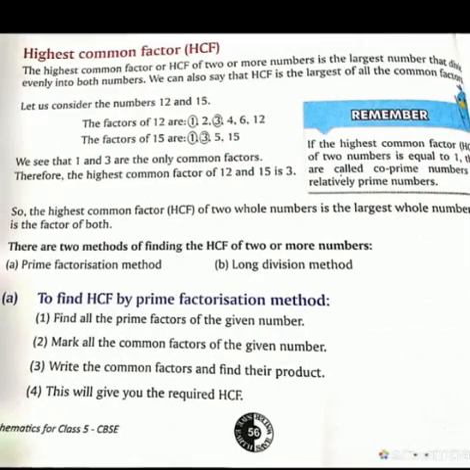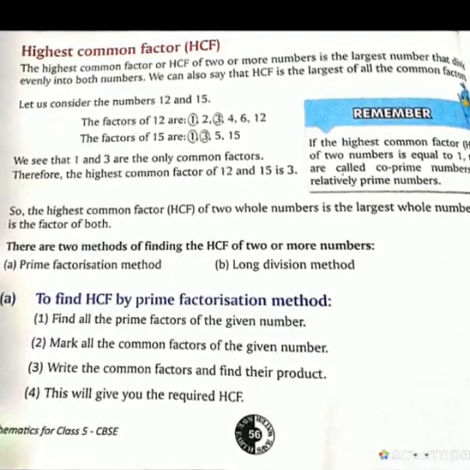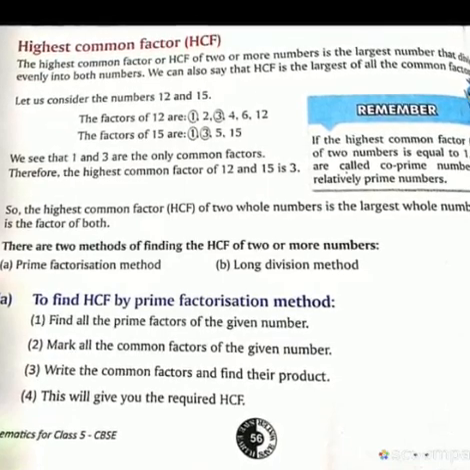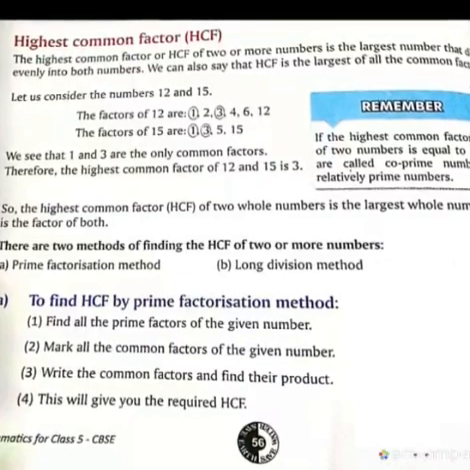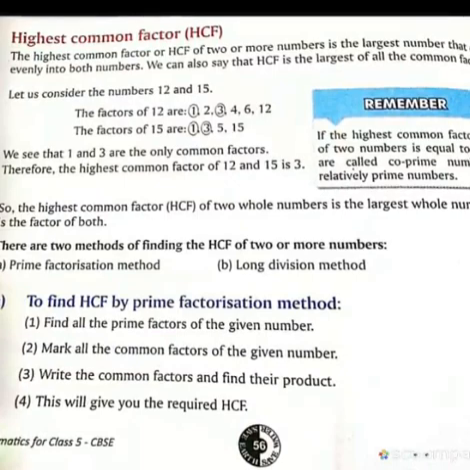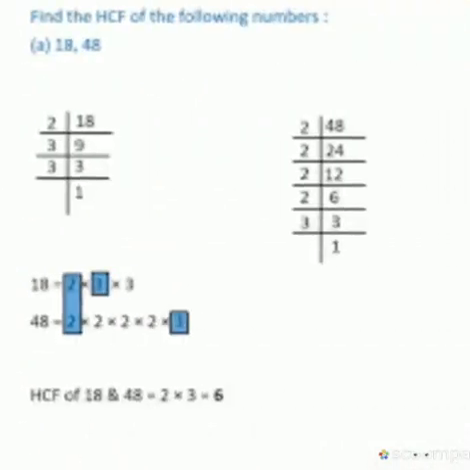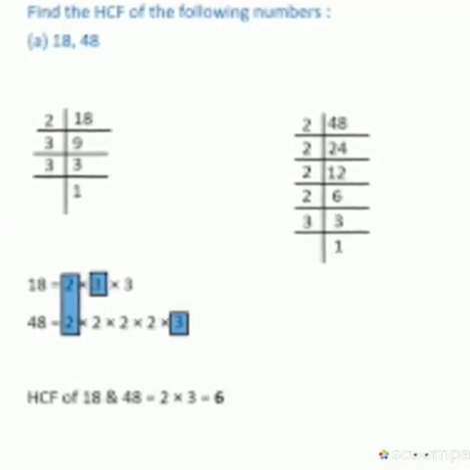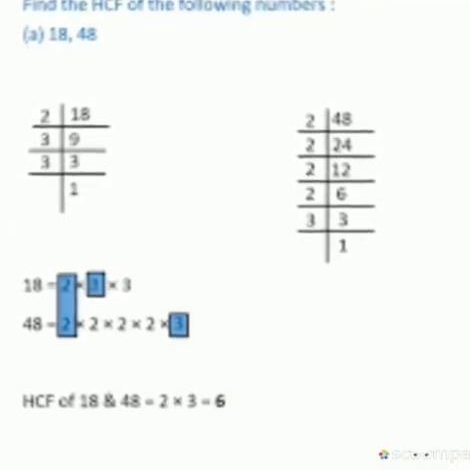So, there are two methods of finding HCF. First method is prime factorization method and second method is long division method. So let us discuss the first method, that is HCF by prime factorization method. Firstly, you need to find all the prime factors of a given number and then mark all the common factors of the numbers and find their product. This will give you the required HCF.